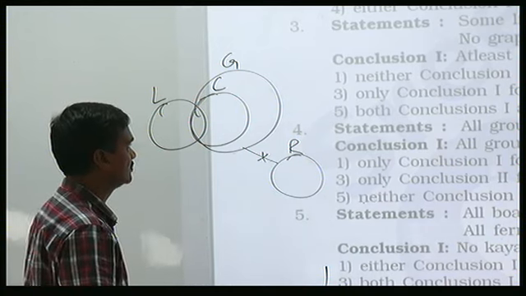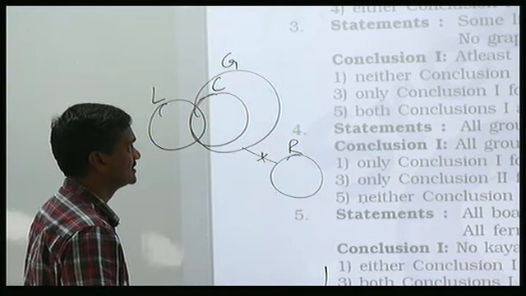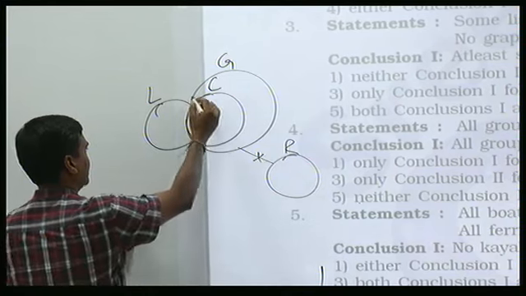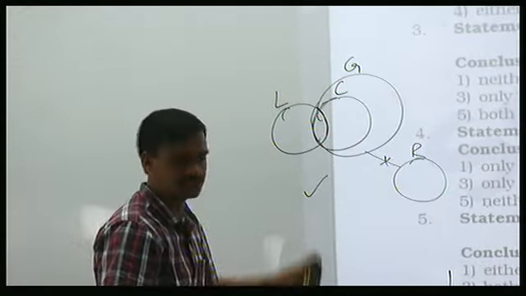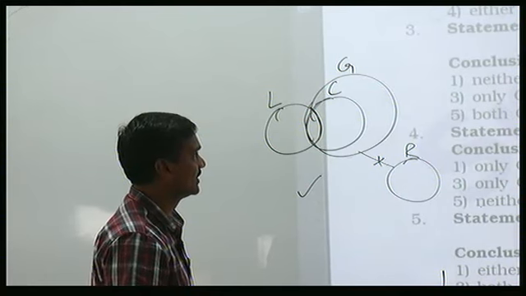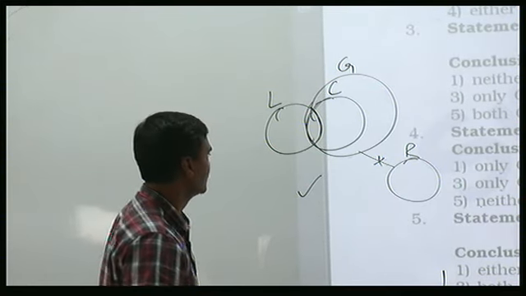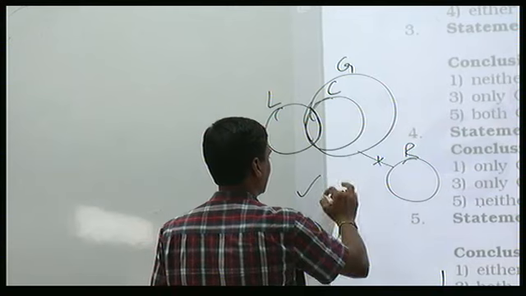Then what is the first conclusion here? The first one, some graphs are lists. Now these are the graphs and these are the lists. Is some graphs are lists true or not? It is definitely true. Some graphs are lists. And the next one, no record is a chart.